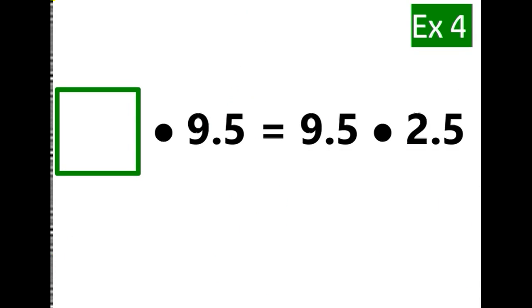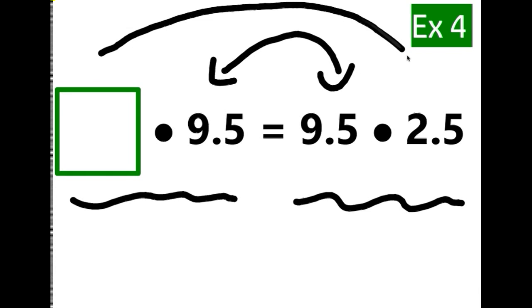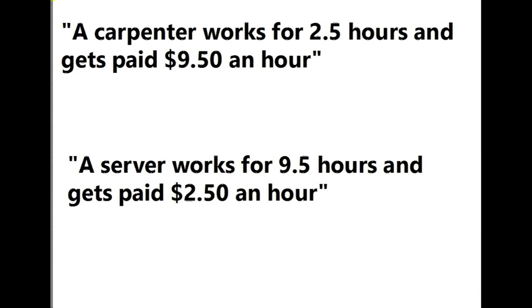Let's look at example 4, this time decimals. Let's read this together. What number times 9.5 is equal to 9.5 times 2.5? Again, you should start to see a pattern here. If these two numbers are the same, then these two are probably the same, right? But let's actually go ahead and look at another practical example here.